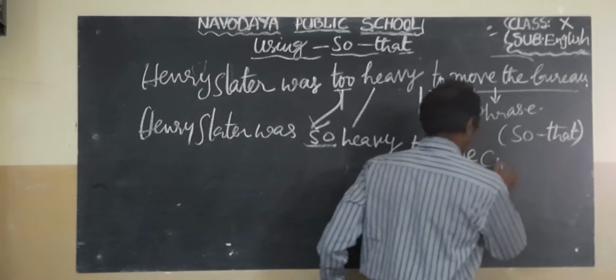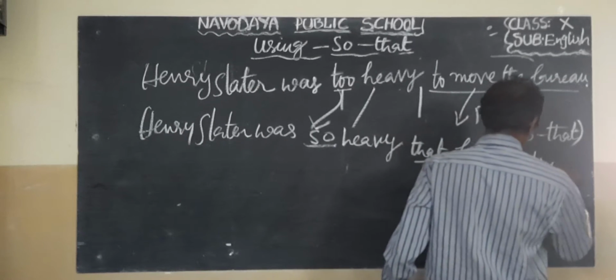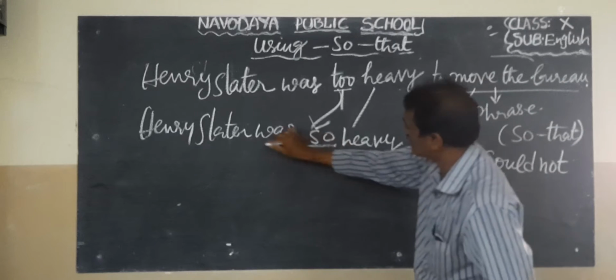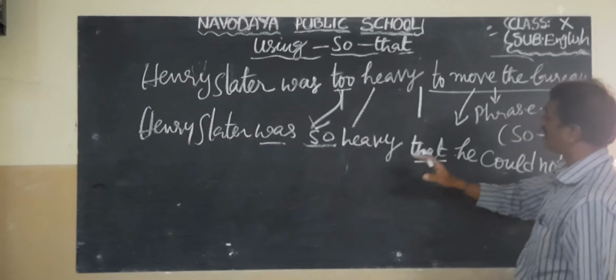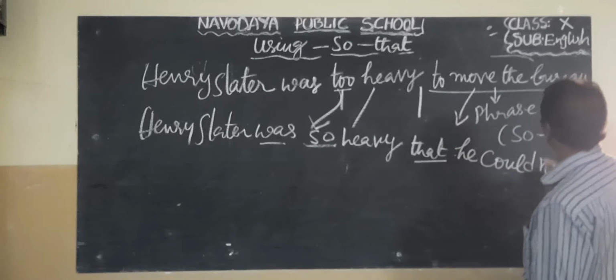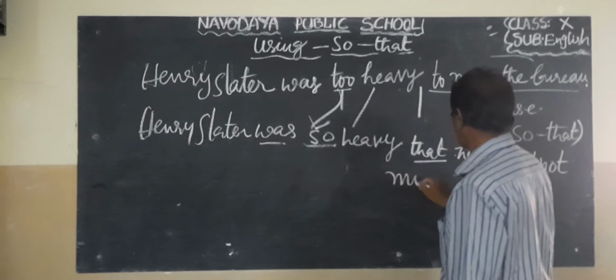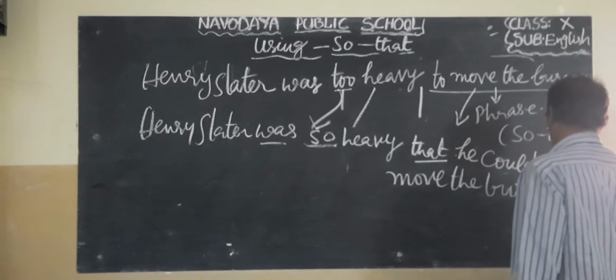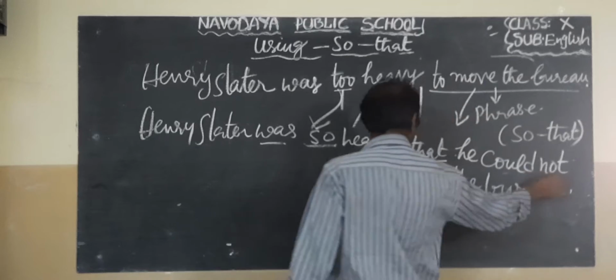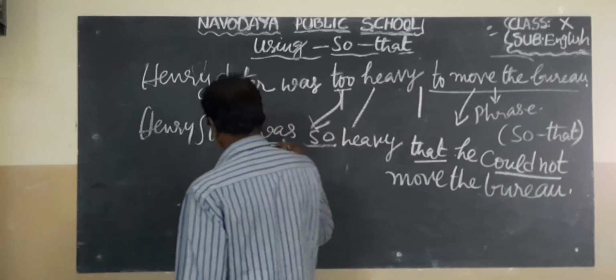Or he could not. He could not. Here "was" is there, so it refers to past tense. So Henry's ladder was so heavy that he could not move the bureau. He could not move the bureau. This is "so".